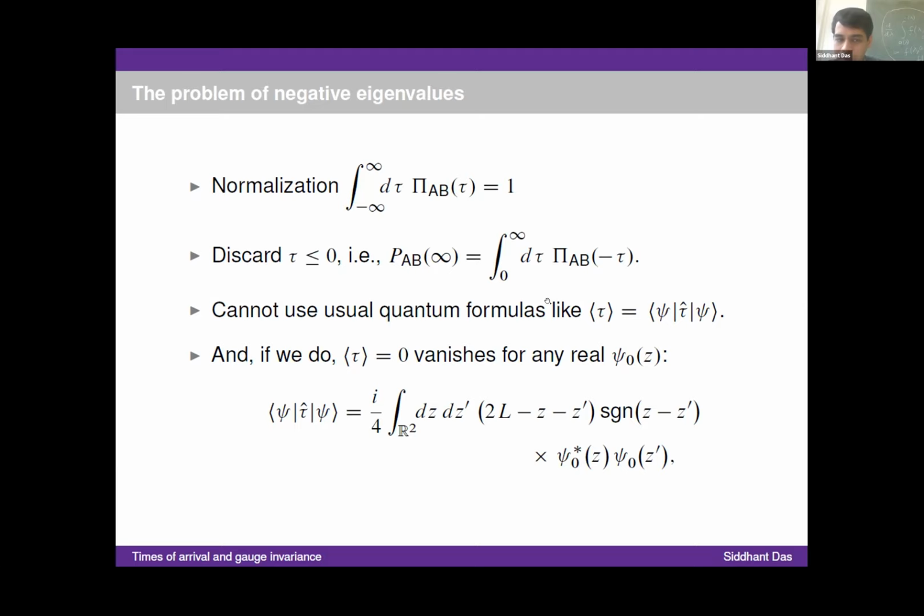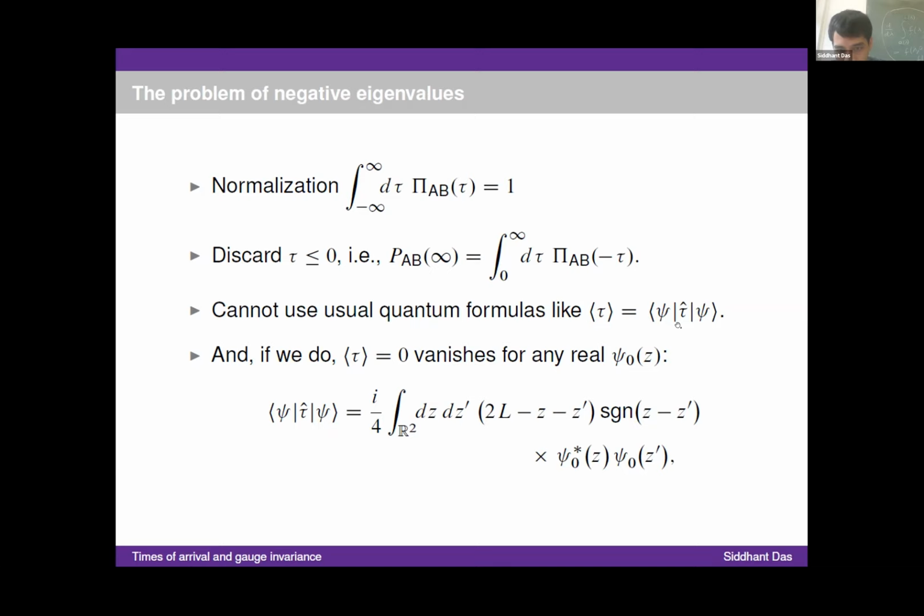But the moment you do that, you have to basically redefine your formulas for computing expectation values. So you cannot use the standard quantum mechanical formulas anymore, because these expectation values depend on negative eigenvalue contributions as well. By the way, this formula would have been problematic by itself anyway. So this formula of taking the operator and sandwiching it between the wave function, because there is a nice expression you can write down for this expectation value that I've written below.